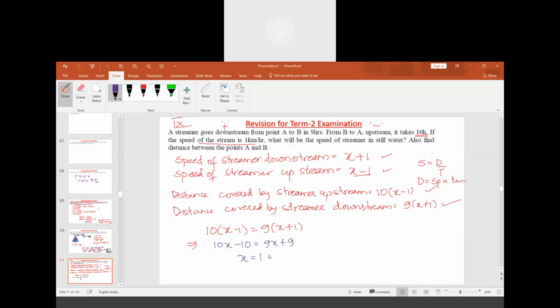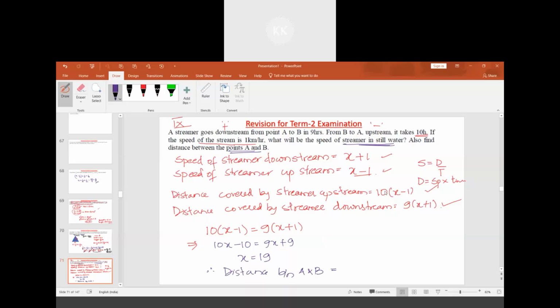So x value we get as equal to 19. If 19 is the value of x, we can substitute it to find the distance. Any one of the equations we have to take. They ask the distance, isn't it? Now we have to find the distance between the points A and B.